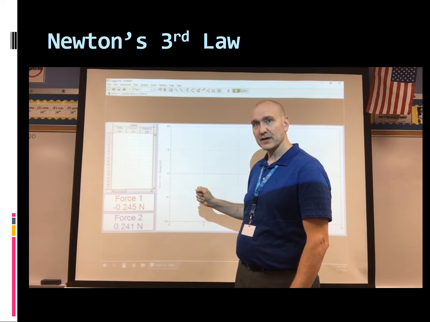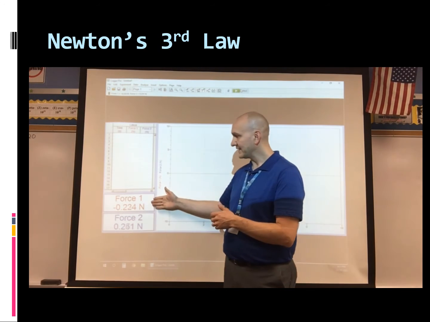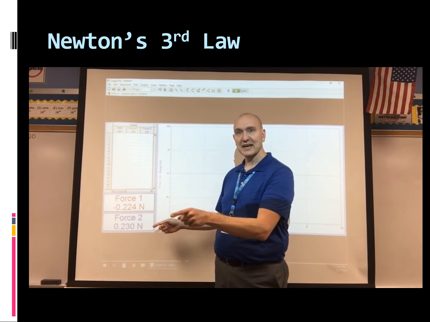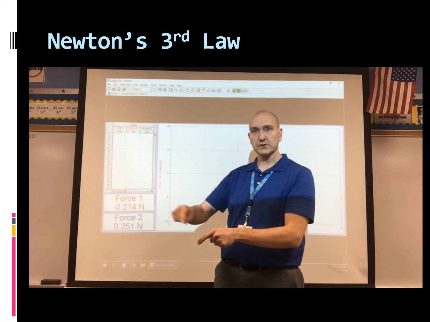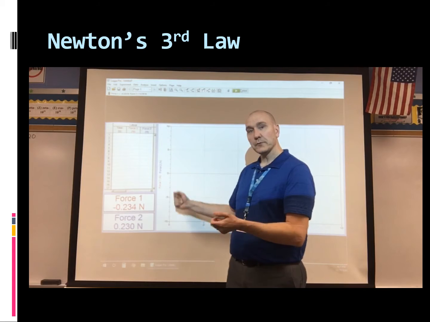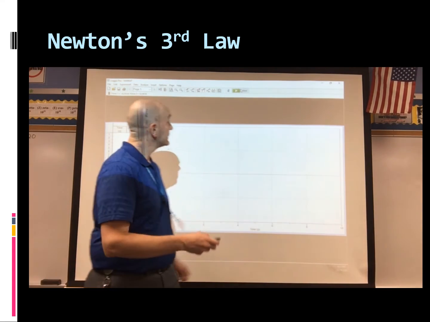And the main idea behind Newton's third law is that the amount of force that the one force sensor has on the other, and the force of the second back on the first, is going to be equal and opposite. All right, so let's go ahead and do this.